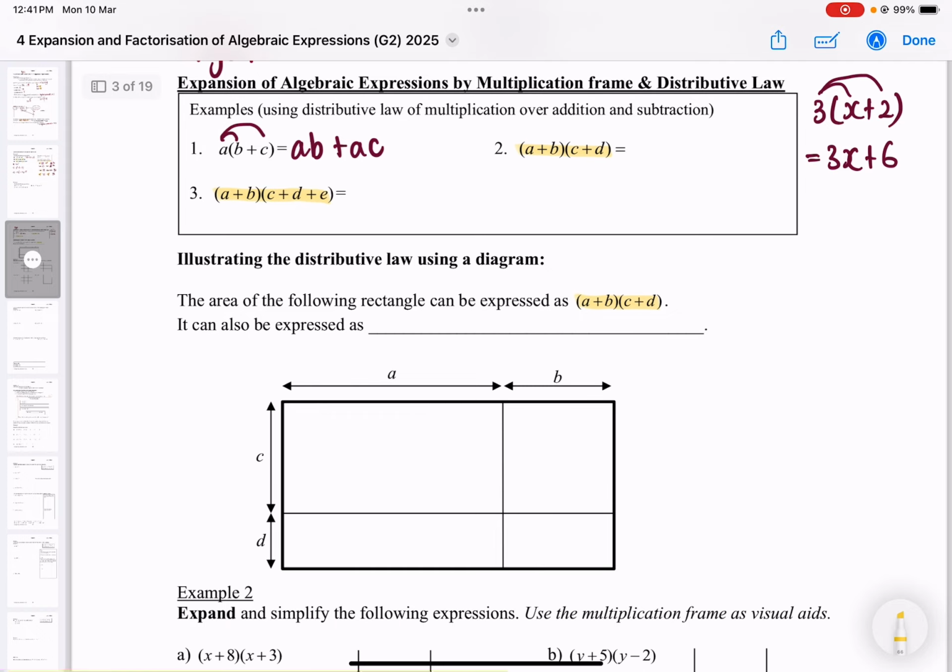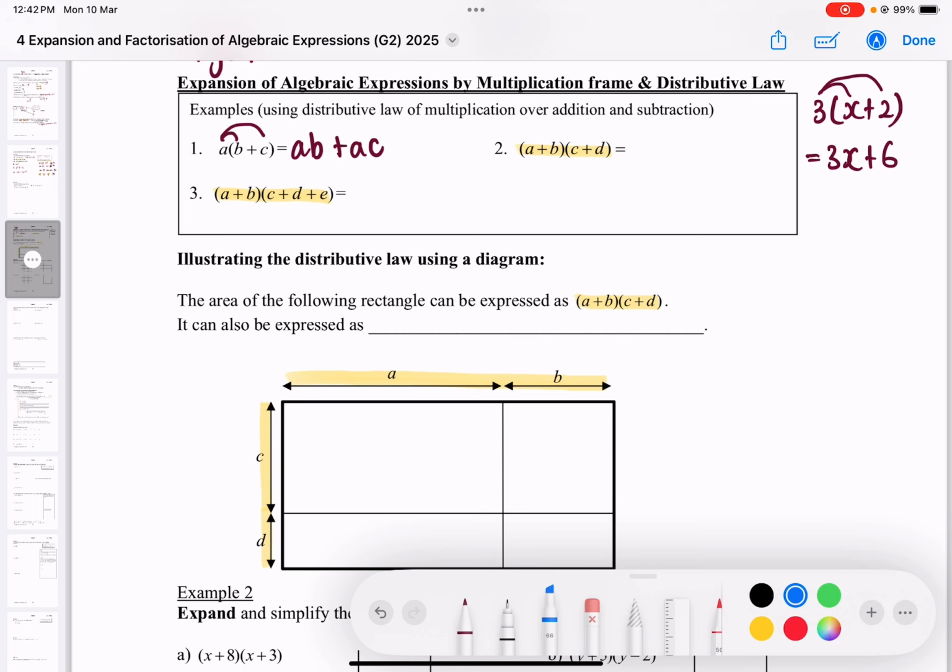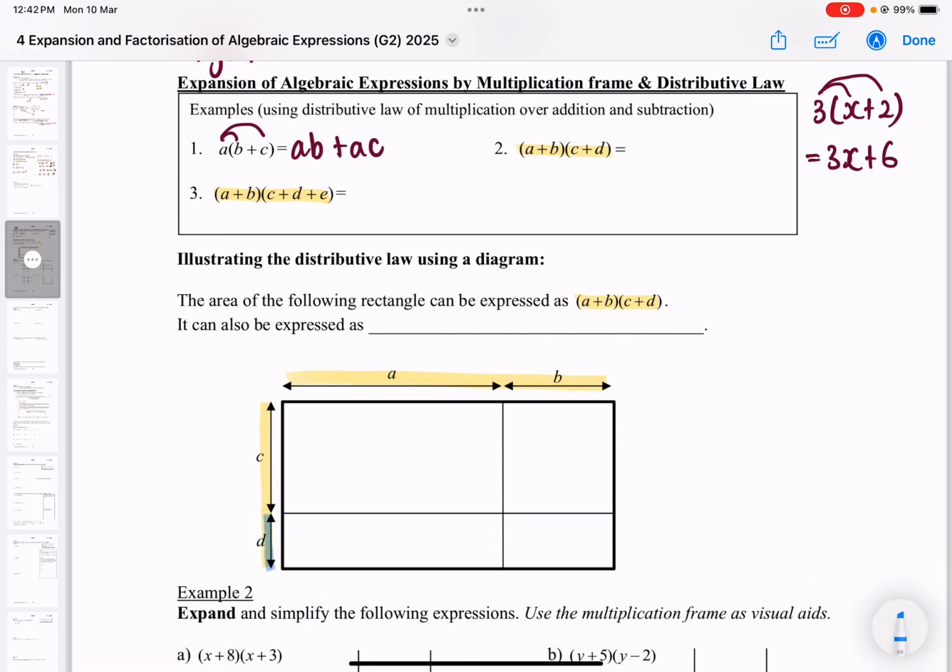Now we're going to look at a visual representation of expanding this first. Can you see I'm looking at the a plus b as if it's one side of a rectangle. So this side of this rectangle is the sum of a and b. Then this side of the rectangle is the sum of c and d. Now, if I wanted to find the total area of this rectangle, I'll need to take (a plus b) times (c plus d). So, how do we find the total area of this rectangle?